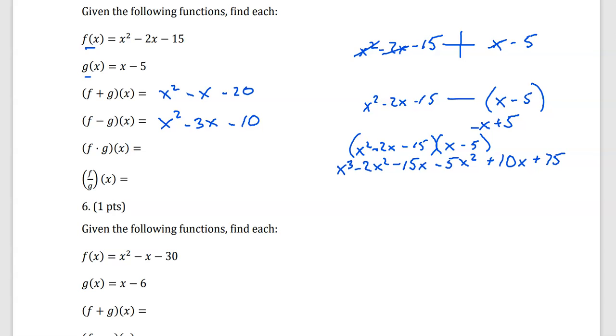So combining the, well, there's only one x cubed, so x cubed. Combining the x squareds, I have a minus 2x squared and minus 5x squared. That becomes a minus 7x squared. Minus 15x plus a 10x, that becomes a minus 5x. And all that's left over in the constants is plus 75.